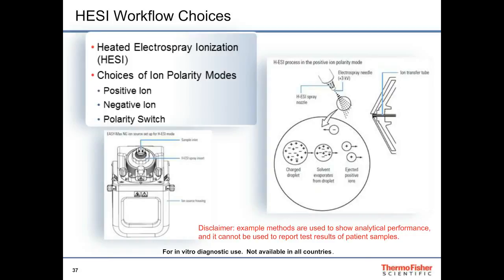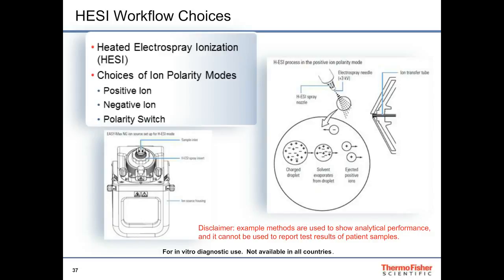The HESI probe is capable of positive ion mode, negative ion mode, or fast polarity switching between positive and negative ions. And these types of scans are programmed in the data acquisition portion of the software. Electrospray ionization is used most often for analytes that are thermally labile and for analytes that are already ionized.